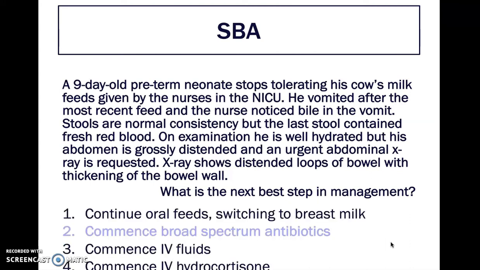Okay, so the answer is commence broad spectrum antibiotics. If the vital signs are unstable, there is a pneumoperitoneum or medical management has failed, then you would consider surgical management. You would actually want to stop oral feeds and switch to parenteral nutrition. So the number 1 is wrong. Number 3, them saying that he is well hydrated suggests against that answer. It's not what they're looking for, but it could be a reasonable step if they did look dehydrated. And IV hydrocortisone is not indicated in this management.